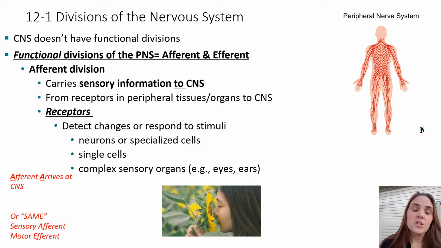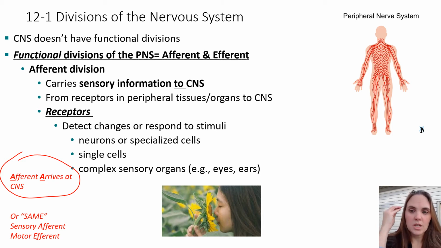These receptors are going to detect changes in the environment or respond to stimuli. The receptors could be neurons, or they can be specialized cells. And we might have a single cell, or we could have a complex sensory organ, such as our eyes or our ears. So the afferent, with an A, arrives at the CNS. And so I have some little memory devices that I use. Afferent arrives at the CNS. So afferent is bringing all that sensory information into our spinal cord and our brain.